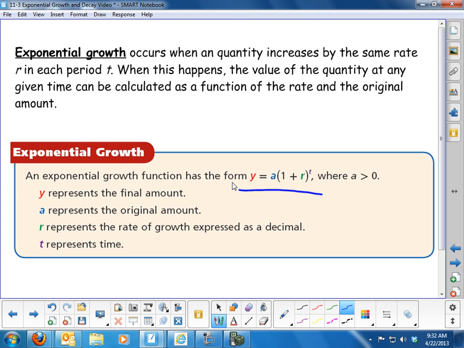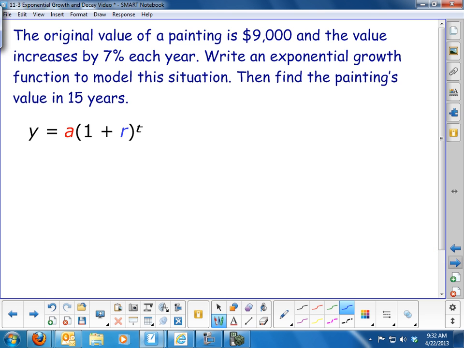R represents the rate of growth, and what's important about that is we are always going to write the r as a decimal. They're going to give us the rate as a percentage, but we're going to take that percentage, move the decimal 2 places to the left, and write that as a decimal. Then t in our formula is going to represent how much time, the time period.